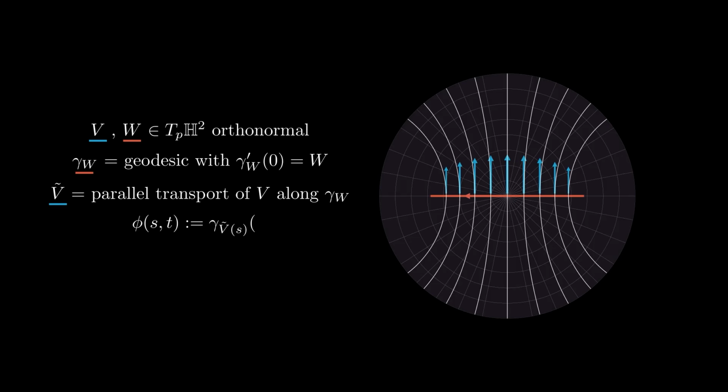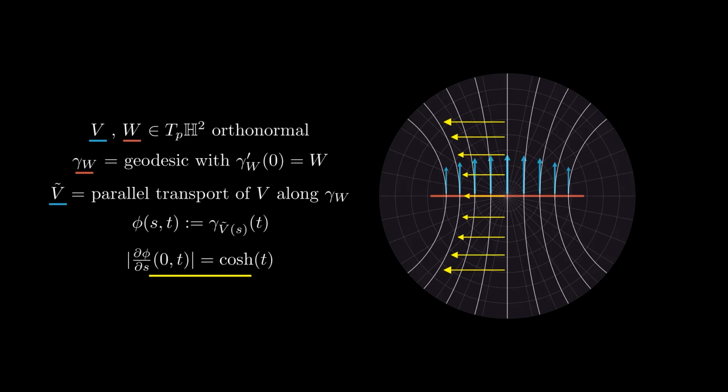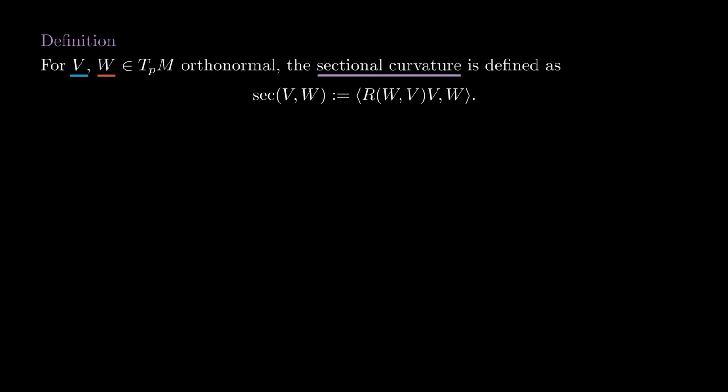Again, if we construct the function phi and take the derivative with respect to s along 0t, we get a vector field whose length is a convex function that has a minimum at 0. Before we do this again in general, I would like to first say what I mean by positive and negative curvature. For a pair of orthonormal vectors v and w tangent to a manifold, we define the sectional curvature of those two vectors as the inner product between R(w,v)v and w.